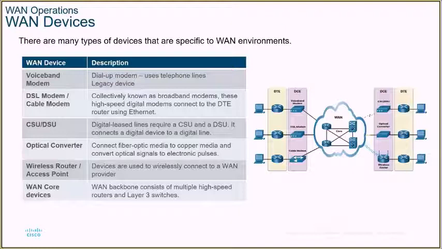CSU/DSU, which is for a digital leased line, requires a CSU and a DSU. It connects a digital device to a digital line. An optical converter can connect fiber optic media to copper media and convert optical signals to electronic pulses. Wireless router or access point devices are used to wirelessly connect to a WAN provider, or you can have WAN core devices, which are multiple high-speed routers and layer 3 switches.